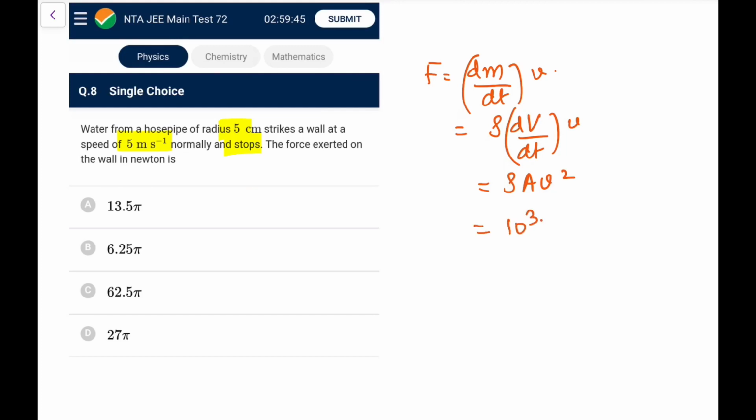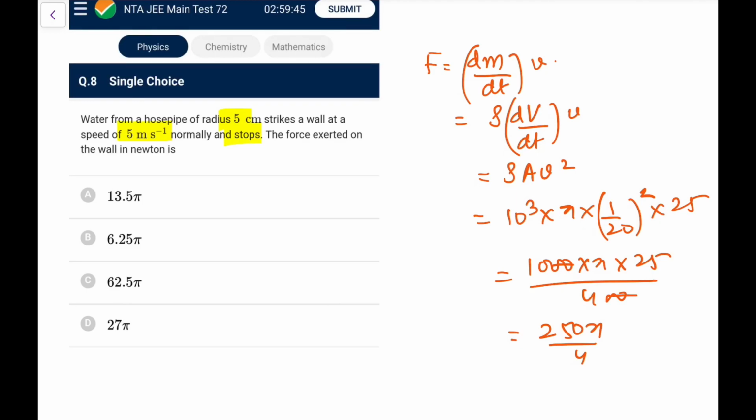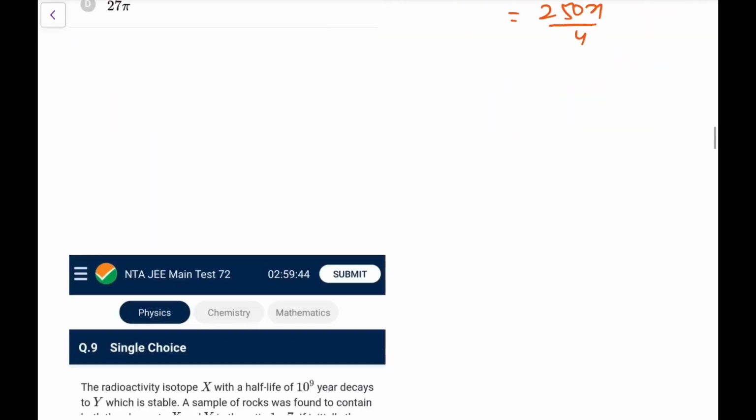You know this. So density is 10 to the power 3, area is pi into 5, that is 1 by 20 meters square, into v square, that is 5 square, 25. So what we have, 1000 into pi into 25 upon 400. So these two zeros go. So what we have, 250 pi by 4. So 250 pi by 4 is 62.5 pi. I can directly take it option C.